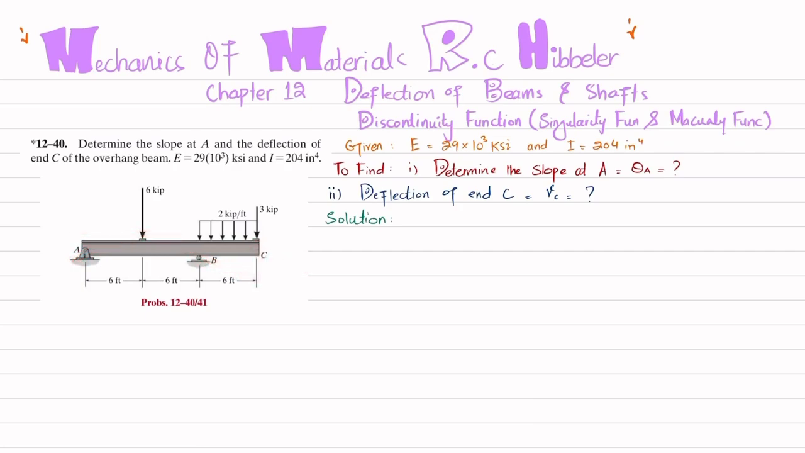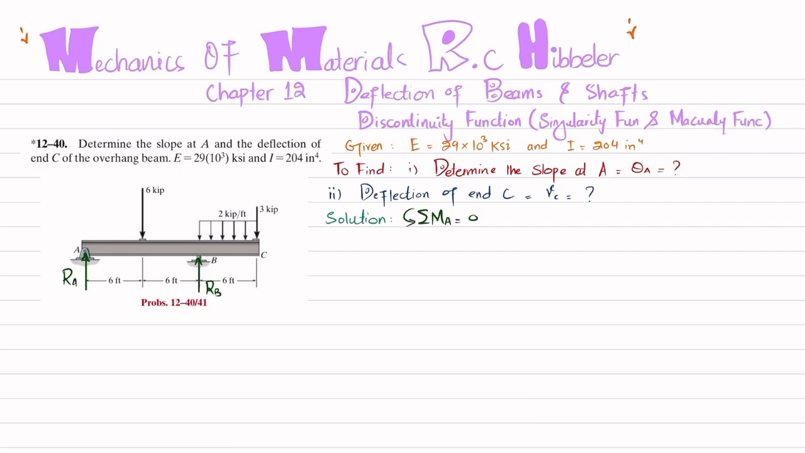So let's start with the solution. The first step is that if you remove this pin support, you will have a reaction force. Let this reaction force be RA, and if you remove this roller support, you will have a reaction force which is represented as RB. We will find this RA and RB by using equations of equilibrium.